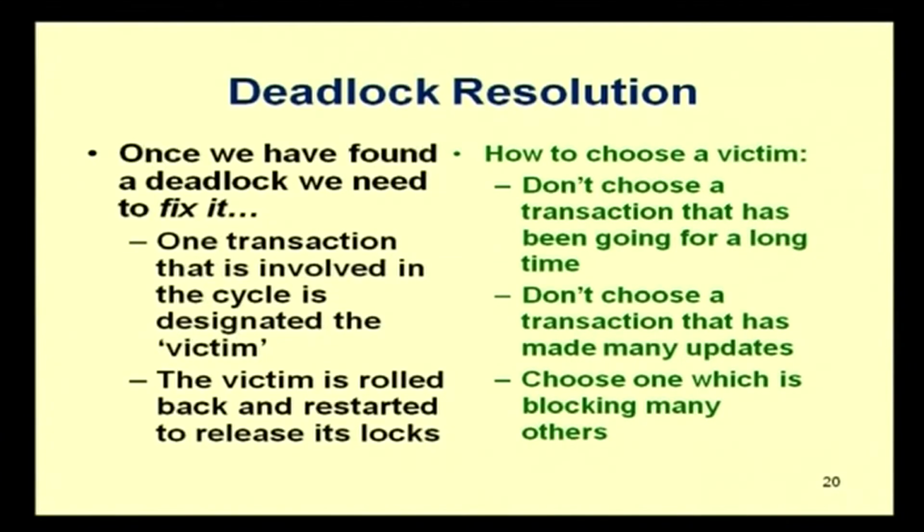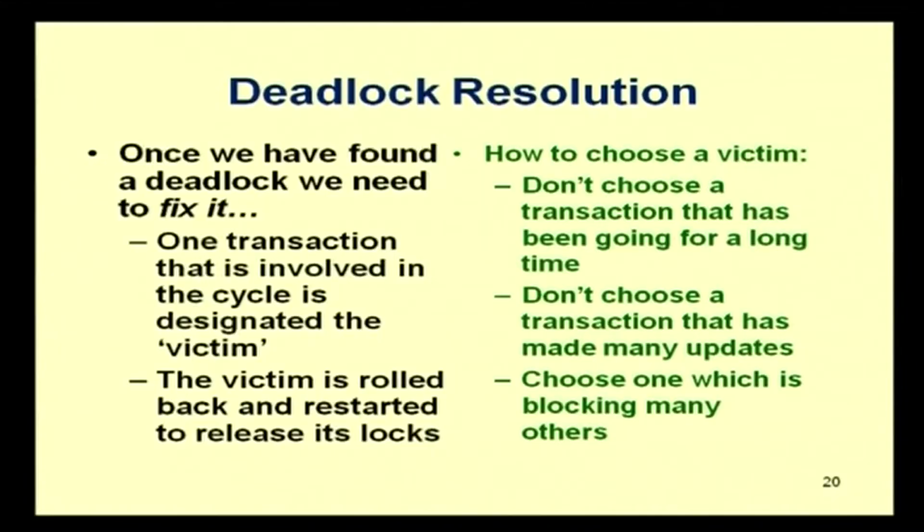And suppose you have T1, T2, T3, T4, and T1 is blocking T2, T3 and T4, then choose T1. If T2 is blocking only T1 and T1 is blocking many, choose T1. So, this is how to choose between processes, that is transactions, that are caught in a deadlock, which one do you choose to roll back.